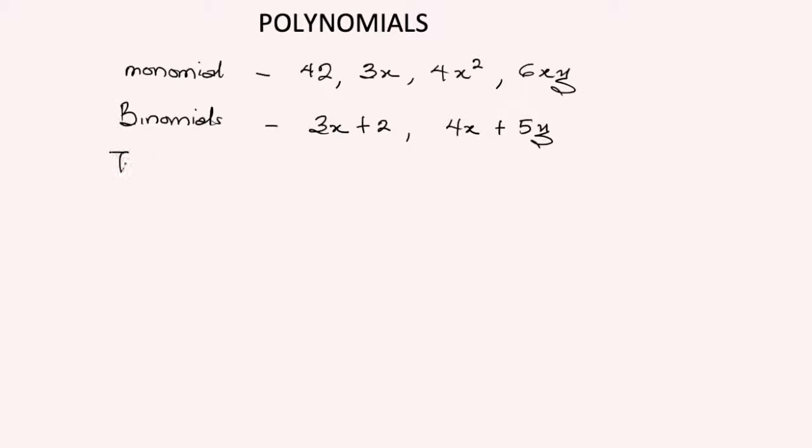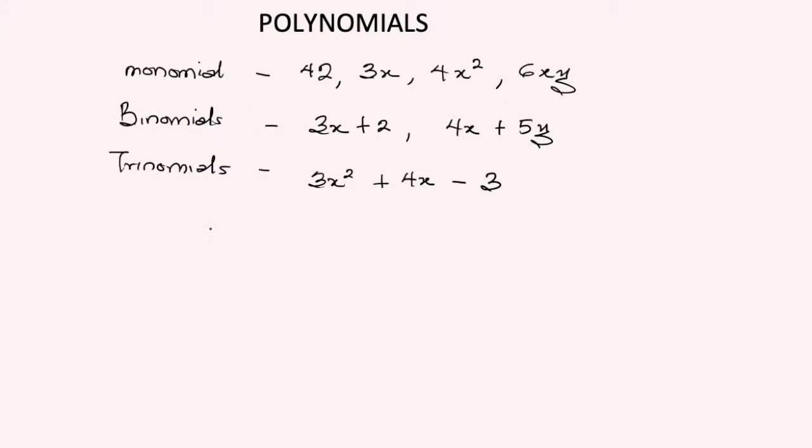We could have a trinomial. And as you have guessed by now, these are expressions with three terms, such as 3x squared plus 4x minus 3. All of these are polynomials. These are just examples of polynomials.